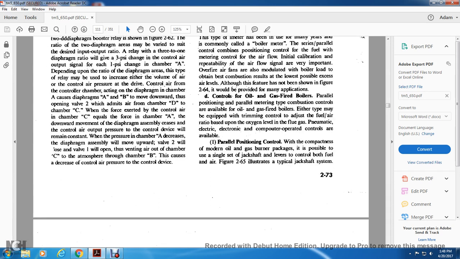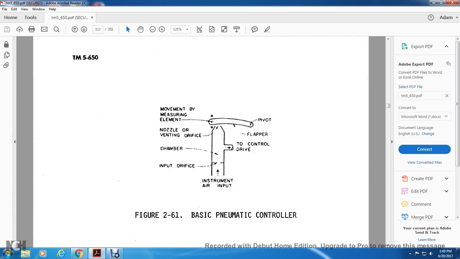Parallel position control, which is compatible with modern air, oil, and gas burning packages, is possible using a single jack shaft lever to control both the fuel and air. Figure 265 illustrates the typical jack shaft.